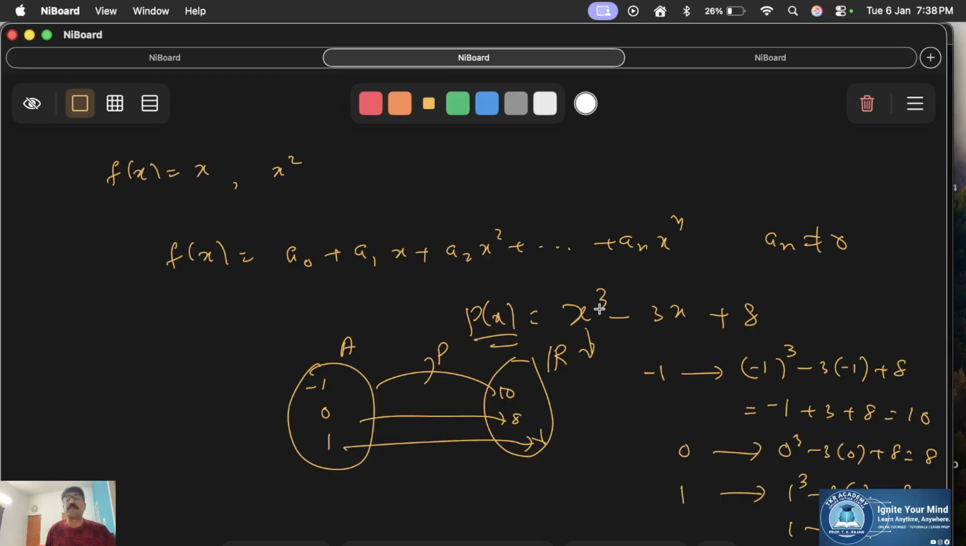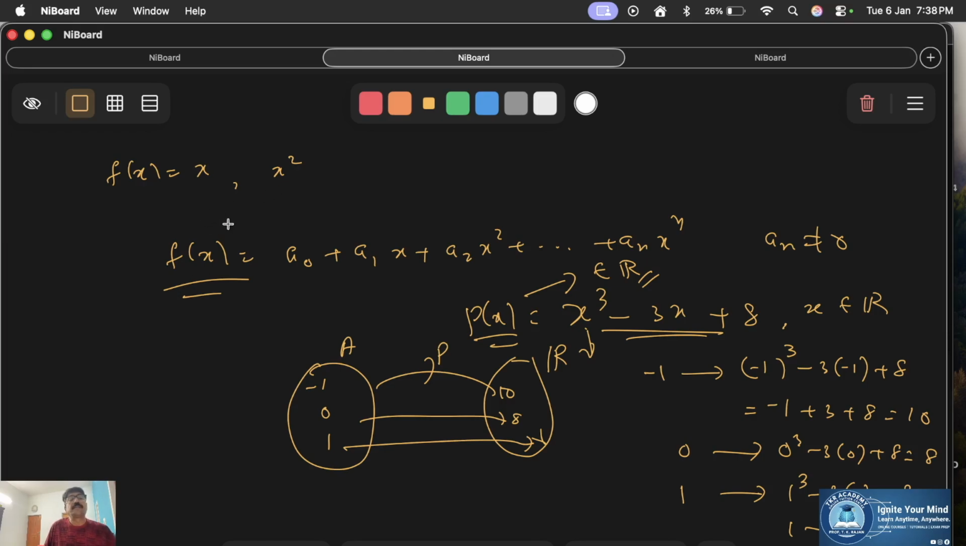If it is R, for every x, x³ - 3x + 8 is a real number. For any x in R, this p(x) is a real number, an element of R. So it is a function from R to R. A polynomial is actually a function from R to R.